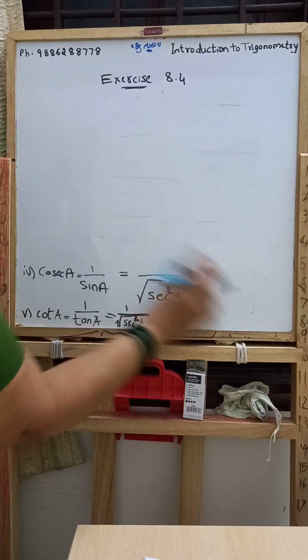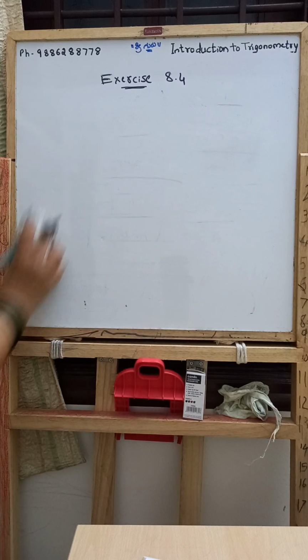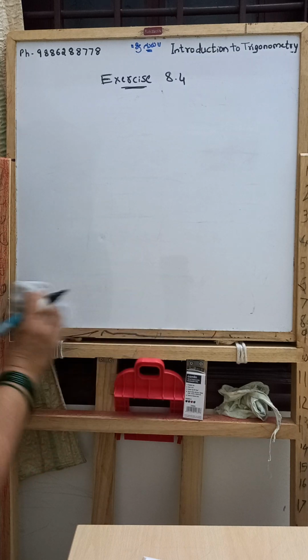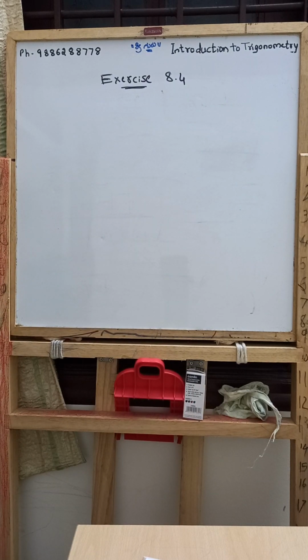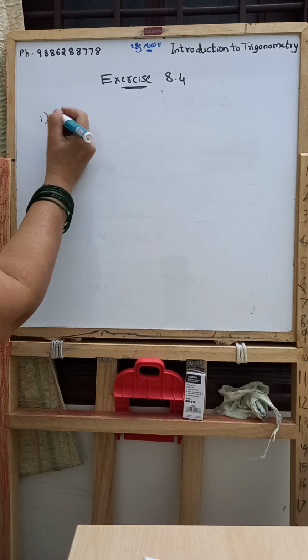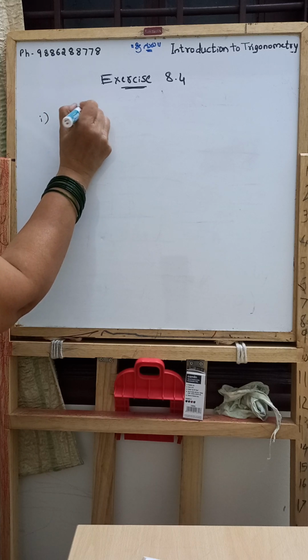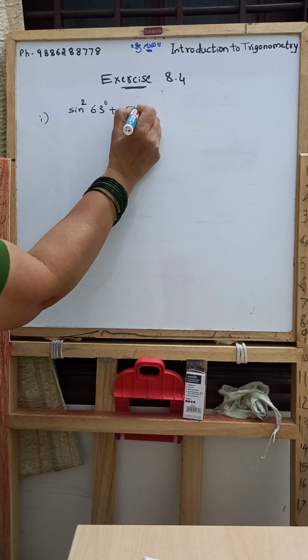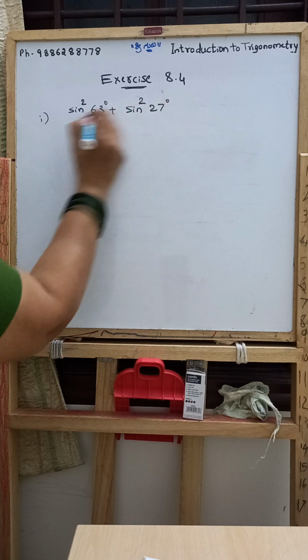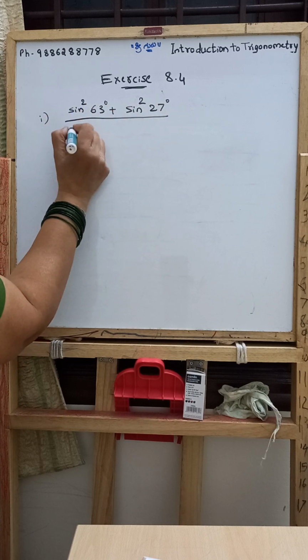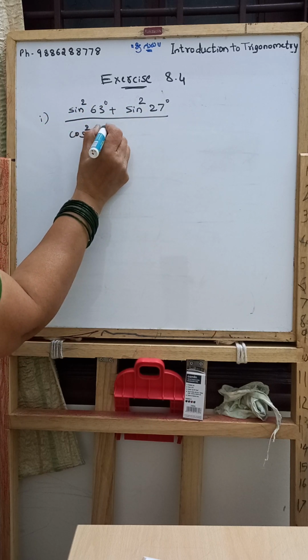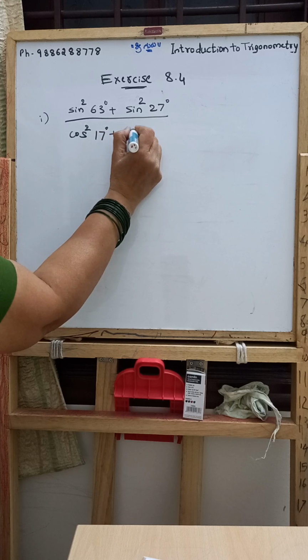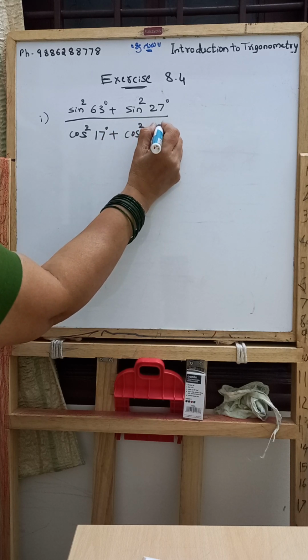Now the next question. Evaluate the first one: sine square 63 degrees plus sine square 27 degrees, divided by cos square 17 degrees plus cos square 63 degrees.